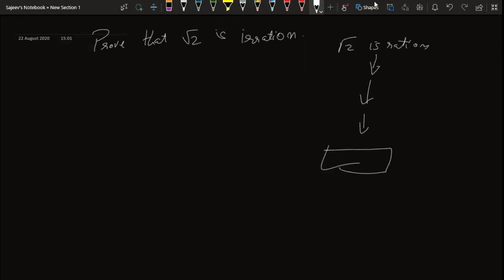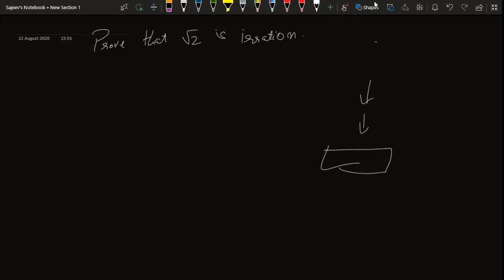So suppose the question is, say, prove that root 2 is irrational. This question should be proved by the method of contradiction. That is, we first assume that root 2 is rational. Then we use some logical steps to reach a conclusion which is nonsense. Since these steps are logical and this is nonsense, our starting point must be wrong. So how do we do it?